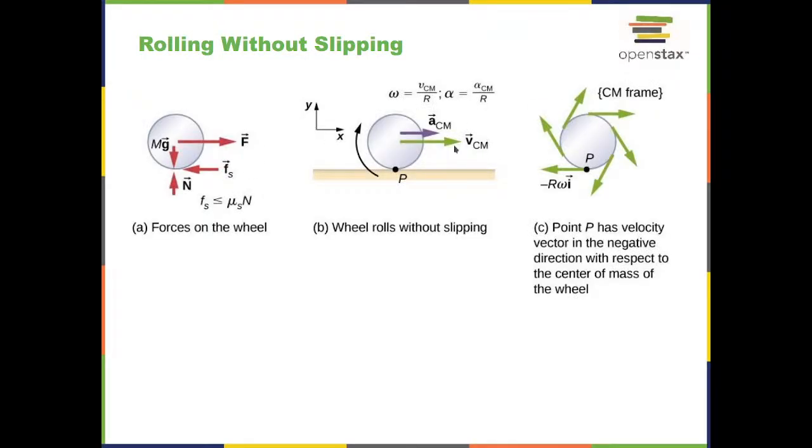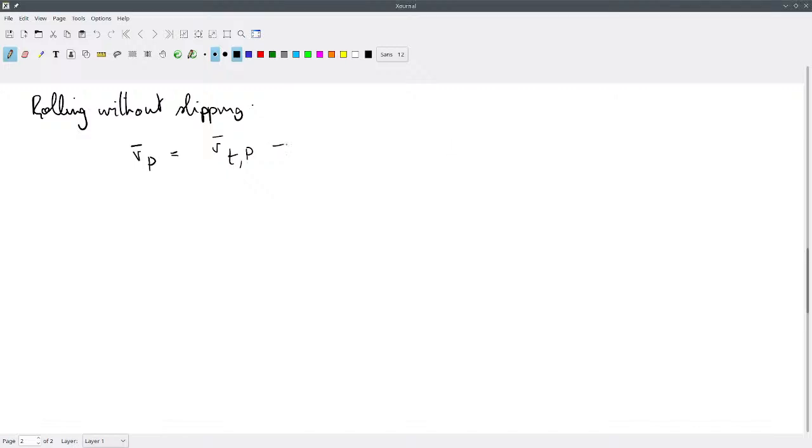And then to that we have to add the center of mass velocity, which is in the positive x direction. So that's plus V center of mass. That will be the total velocity of the point P. Let me write this as Vp. It's minus r omega in the x direction plus V center of mass in the x direction, where V center of mass is now a scalar quantity. So that is our expression for the velocity at point P.